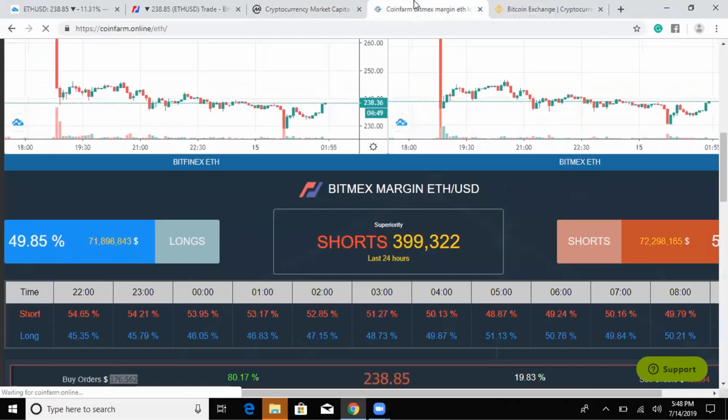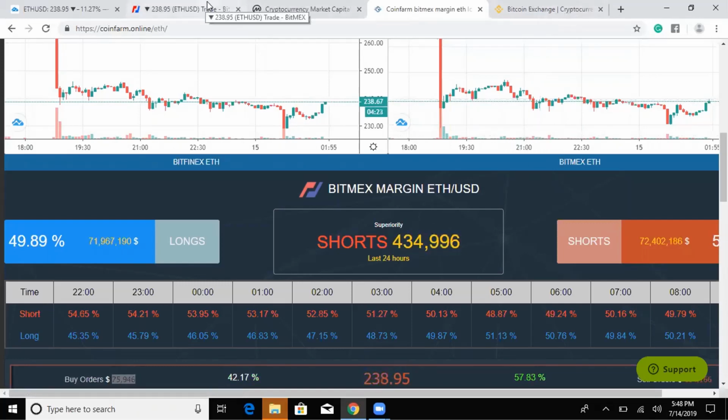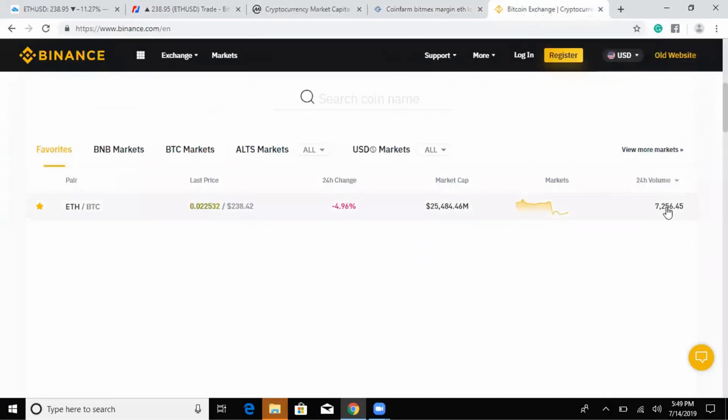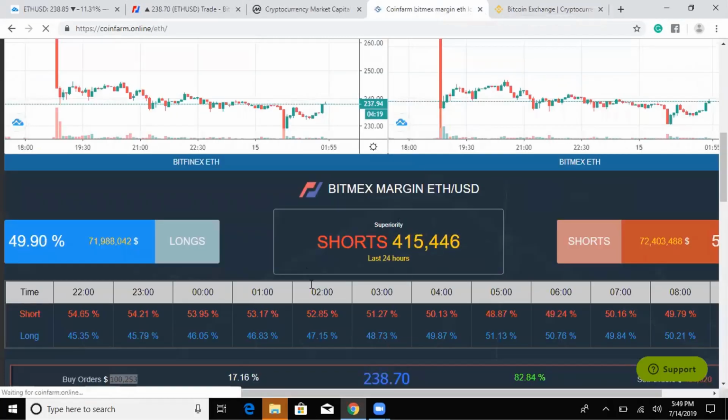So that's basically how I figure out where I should be exiting the market, just looking at the volume. If the volume is going up, then you can stay in for some more, but still have a strategy, still have a target. When I say target, I mean the price that you want to sell at. Once it gets to that target, take your profits and bag them. So look at BitMEX, look at Binance, look at the volume, and look at CoinFarm to see who's superior in the market.